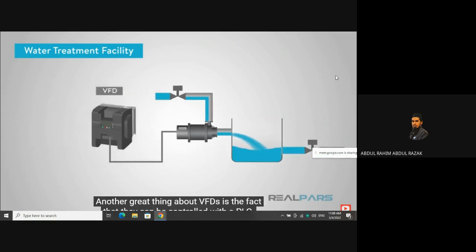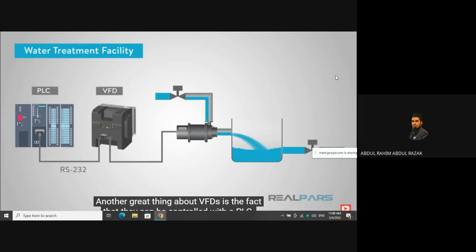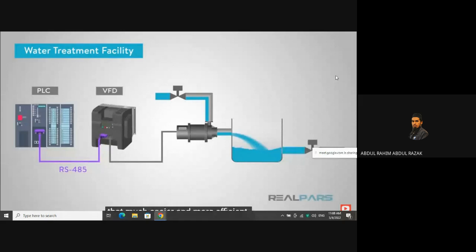Another great thing about VFDs is the fact that they can be controlled with a PLC. Using basic communication protocols that have been covered in previous videos, such as RS-232 and RS-485, PLCs can monitor and control motor speeds using the VFD. This helps make a process like water treatment that much easier and more efficient. This setup can be used in any situation that would benefit from automation.